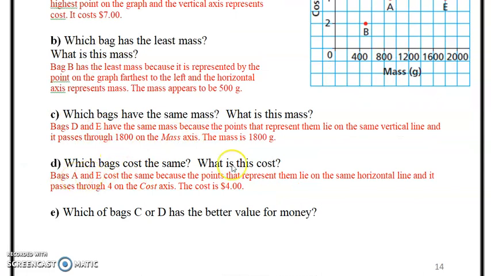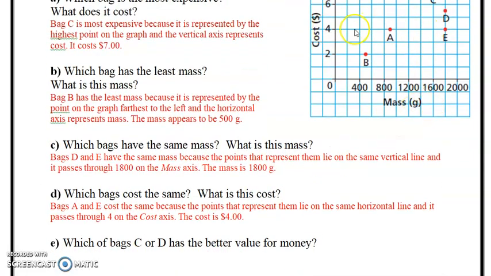So bags A and E, like I mentioned before from the graph, they're both $4. So just to answer the question, bags A and E cost the same because the points that represent them lie on the same horizontal line, and it passes through 4 on the cost axis or the y-axis, which means the cost is $4.